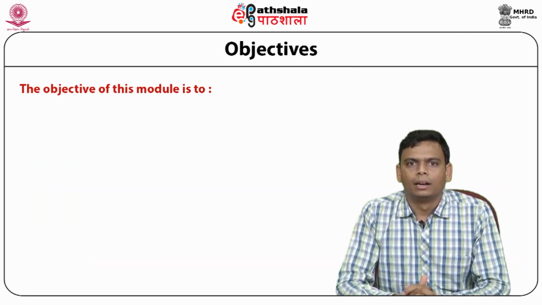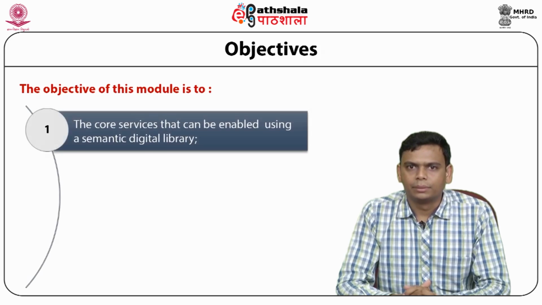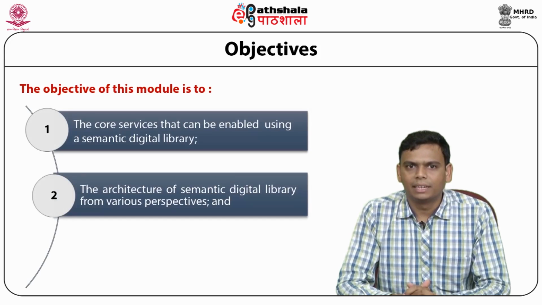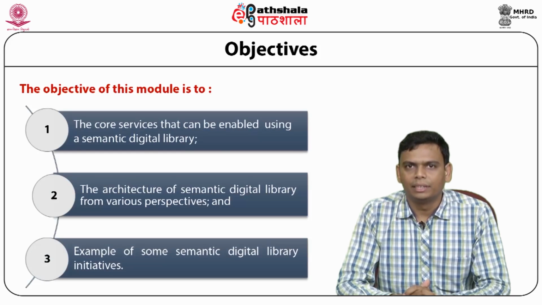Today we will discuss semantic web and digital library in this module in the paper Digital Library Objectives. Semantic digital libraries facilitate the usefulness of traditional digital libraries by exposing the content of the digital library through a structured and interrelated web so that it can be easily used by both machines and users. So this module will discuss the core services that can be enabled using a semantic digital library, the architecture of semantic digital library from various perspectives, and examples of some semantic digital library initiatives.